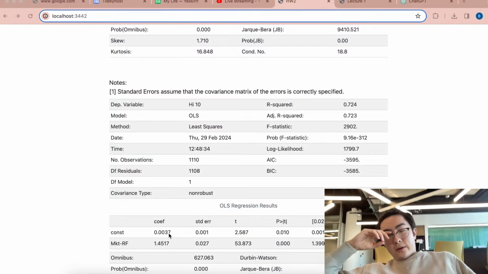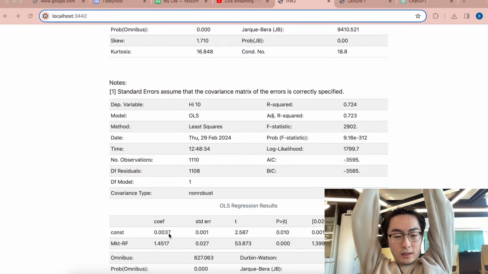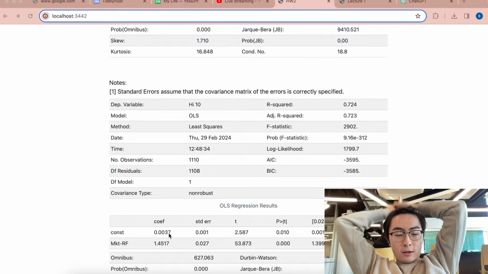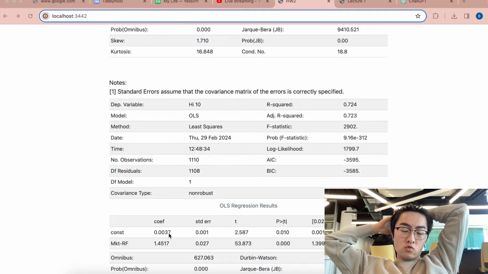Even the regressions themselves from statsmodels outputting, worth going on someone else's time. The market risk premium, the beta's higher. But obviously because.